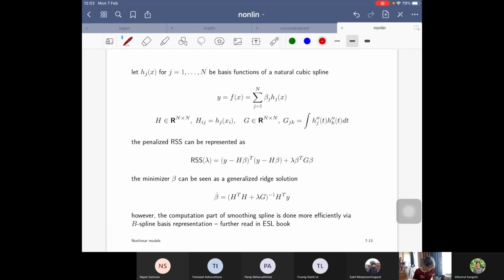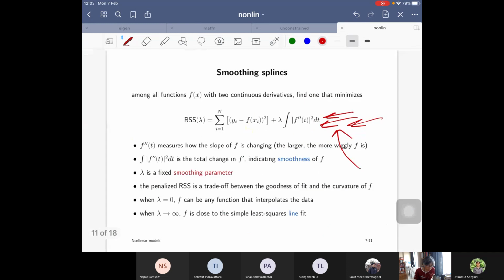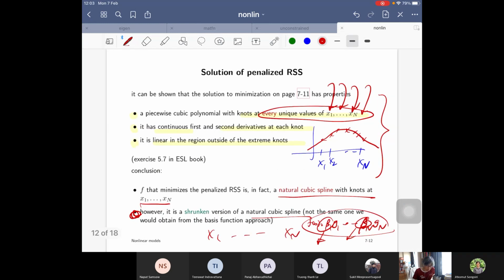Not sure if you follow this. Okay, but now let's see this slide to see how we get the solution. All right. First of all, with these important results, the solution has this property. The solution of this loss function optimization satisfies these three properties. It gives the natural cubic spline, right?